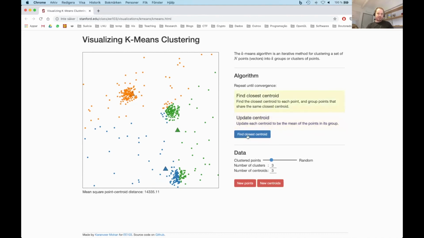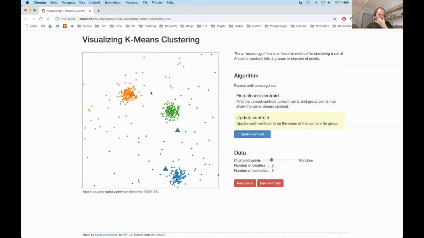Now let's update the centroids. Updating the centroids moves them to the average X and Y position of every point of the cluster itself. And it's interesting that the green one ended up being over here. I guess it's because there are so many points over here that the density actually pulls the centroid there. And now I find the closest centroid again.